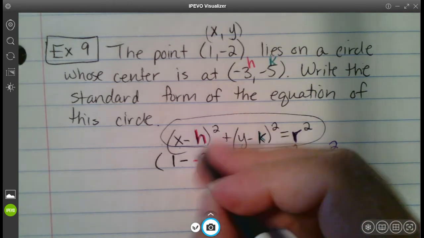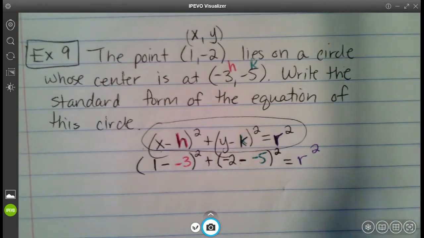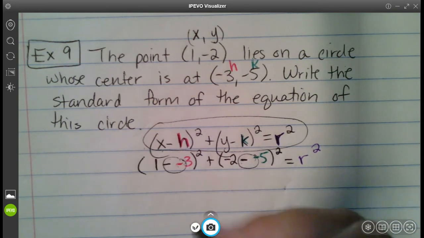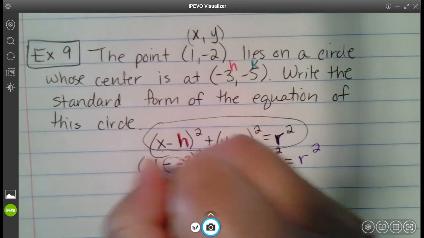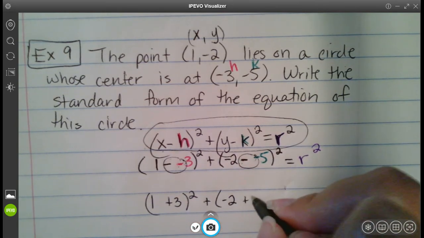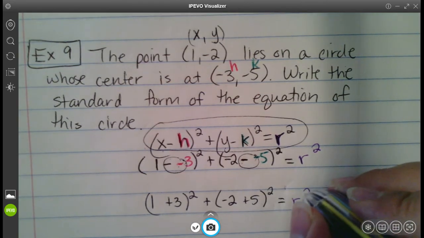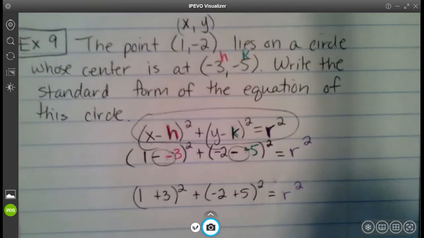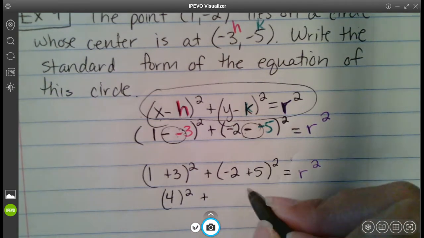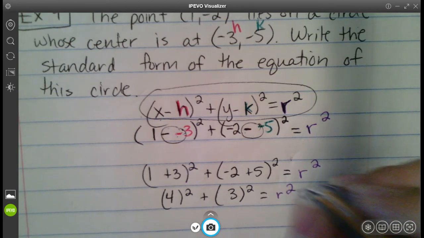So I'm going to find that r. From right here, I'm just going to go ahead and use PEMDAS. I'm going to bring it down a little bit because it looks a little messy to me. Using order of operations, we look at the inside first. These two negatives in both spots are going to make that into a plus. So I'm going to have 1 plus 3 squared plus -2 plus 5 squared is equal to r squared. Continuing my order of operations, 1 plus 3 is 4. So 4 squared plus 3 squared equals, again, r squared.